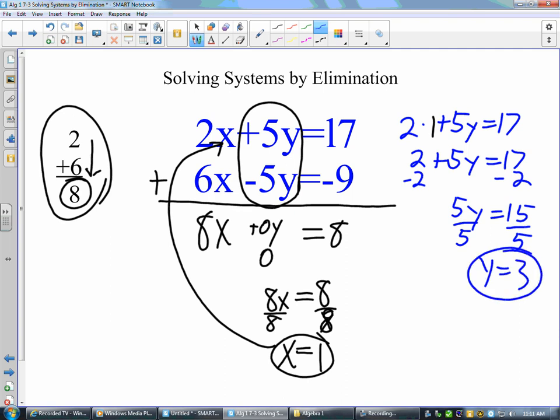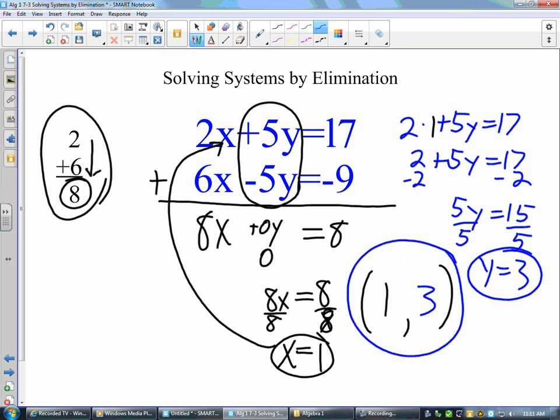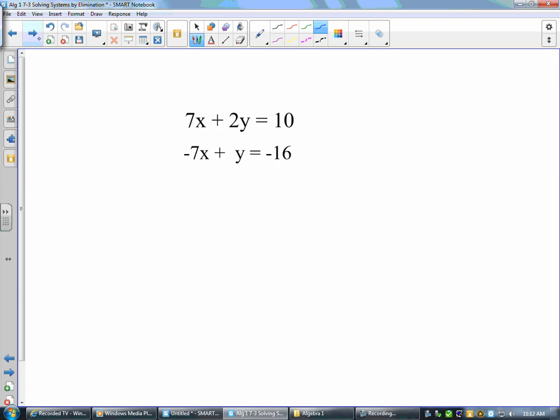Now that you have both of them, you can realize, okay, this is a system of equations. They're two lines, and we're looking for the point where they cross. So my final answer is going to be a point. X is 1, y is 3. So (1, 3) is my final answer. Make sure you write these as points after you have both your x and your y. We'll take a look at what happens.